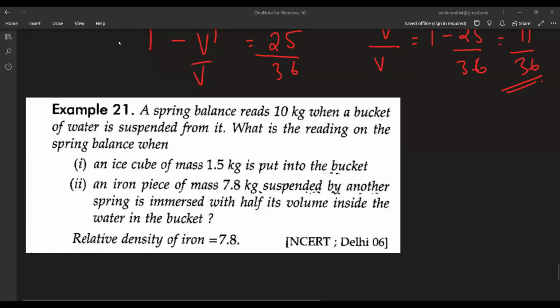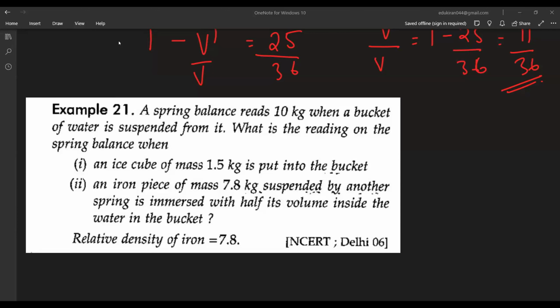This question says that a spring balance reads 10 kg when a bucket of water is suspended from it. What is the reading on the spring balance when an ice cube of mass 1.5 kg is put into the bucket? An iron piece of mass 7.8 kg suspended by another spring is immersed with half its volume inside the water in the bucket. Relative density of iron is given as 7.8.